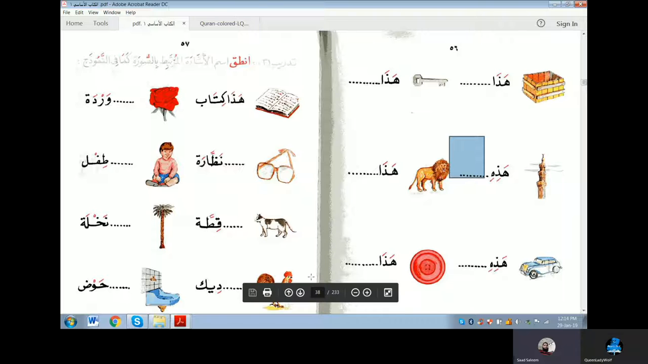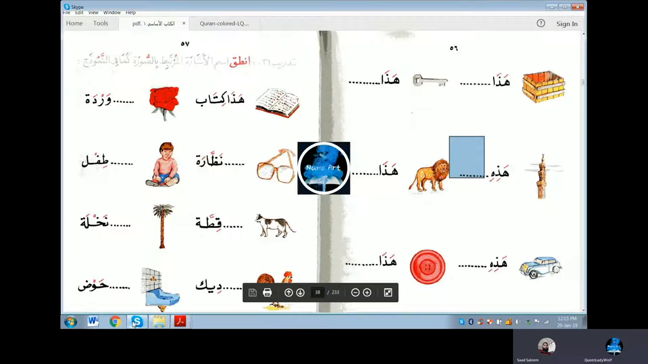Okay, now listen. Note page number 38. Tomorrow we'll start from here. And fill all these blanks. This is your homework, okay? Got it. Okay. Inshallah, tomorrow we'll start from here.